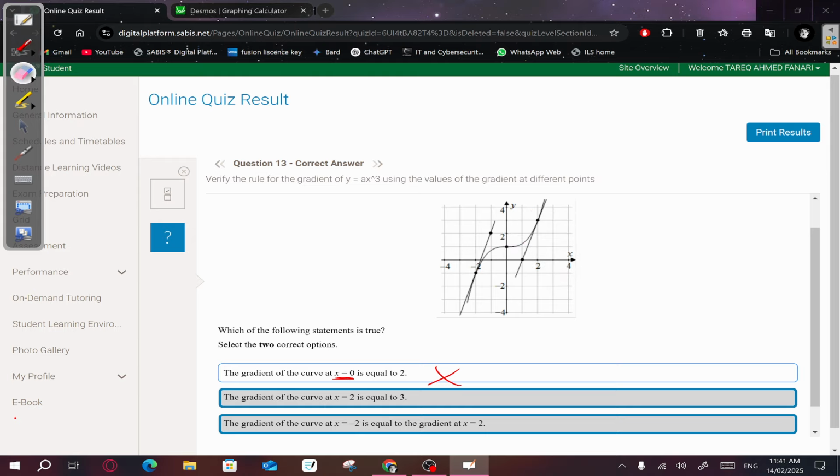Okay, the gradient of the curve at x equals 2 is equal to 3. Let's solve this. Here, we're going to take the points of the tangent they gave us. This is going to be -1 and 2. Here this is the point -2 and -1. So let me rewrite it here in a better way: -2 and here -1.